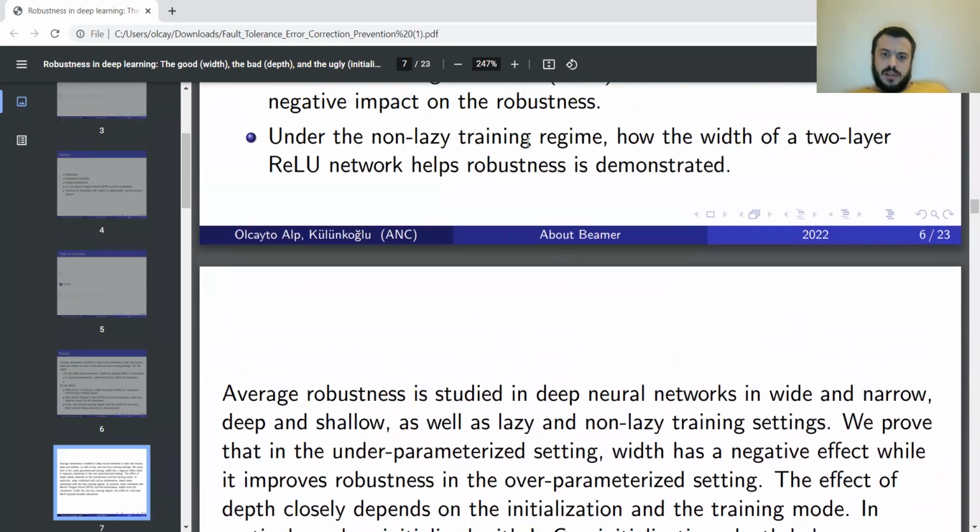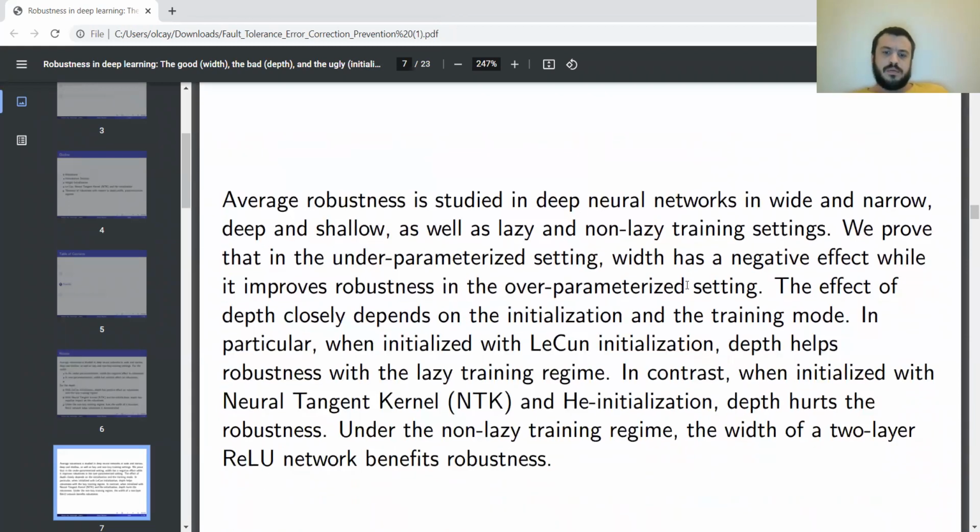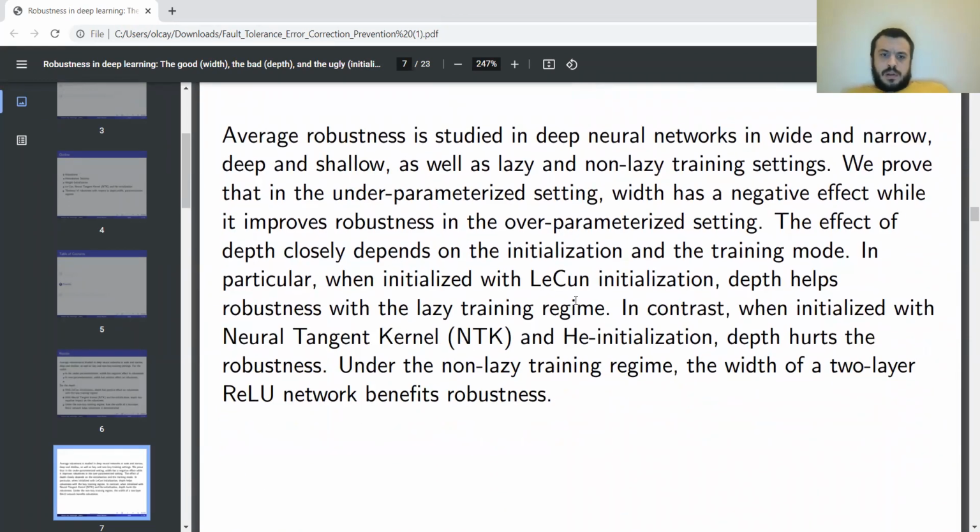For the third part, let me mention this briefly. For the non-lazy training regime, in the non-lazy training regime, depth becomes an intractable and complex problem. They say they don't do it, as I understood it. So they only show the robustness characteristic under the non-lazy training regime for a two-layer neural network.